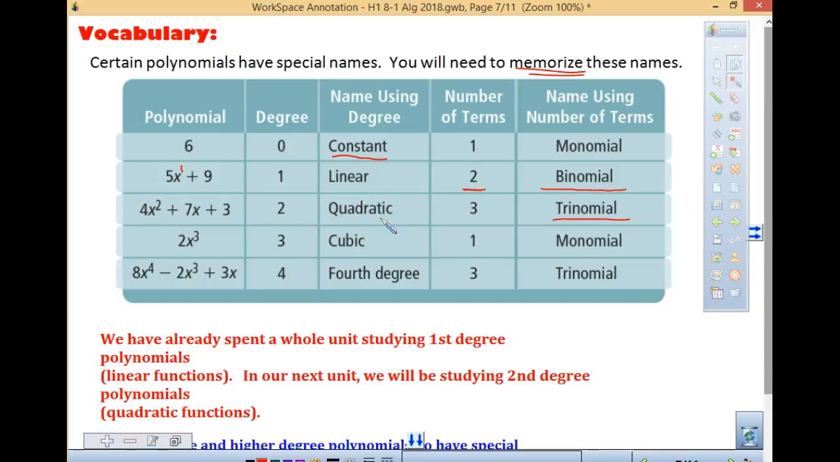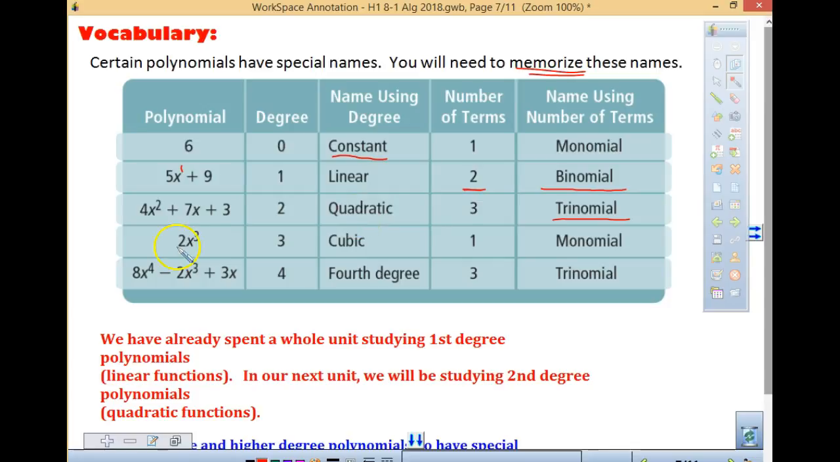Okay? So the homework quiz that you will probably take next week after our test is going to ask you, I'm going to give you something like this, and I'm going to say, name it. And I'll ask you to tell me that it's a quadratic trinomial. You won't put that it's a second degree. You won't put that there's 3 terms. You'll call it a quadratic trinomial.